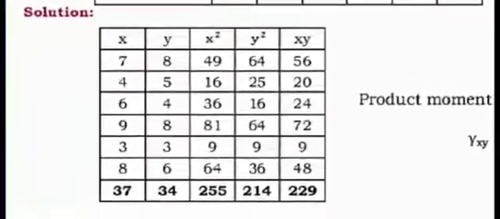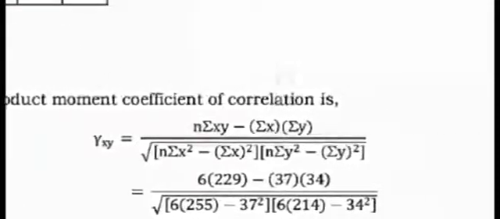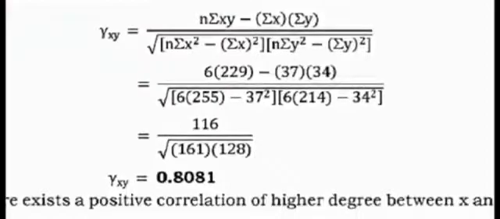So you have the x and y values, then you have to make x square, y square, x into y. X square is nothing but 7 into 7 and y square is nothing but 8 into 8 and x into y is 7 into 8. So this is how you make the columns. Find the total, apply the formula, do the calculation and come to the conclusion. So when you finally do the calculation, you get the value 0.8081, which says that there exists a positive correlation of higher degree between x and y. So this is how you solve an example. This is a 5 marks example.